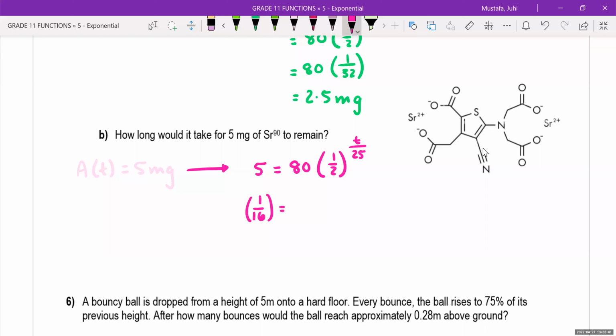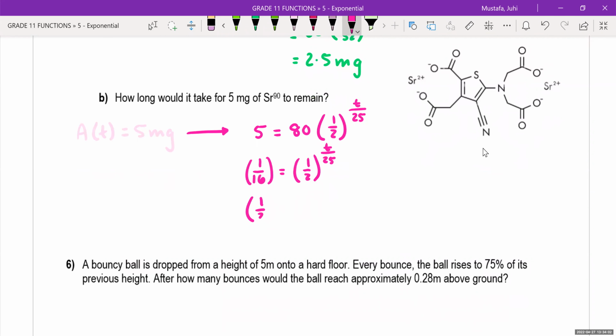Yeah, the number is actually very nice. Why is that number nice? Well, can I make 1 over 16 into an exponent with a base of a half? A half to the power of what is 1 over 16? Let's see if this works out. A half to the power of 4. 2 times 2 is 4. 4 times 2 is 8. 8 times 2 is 16. So it actually does work out.